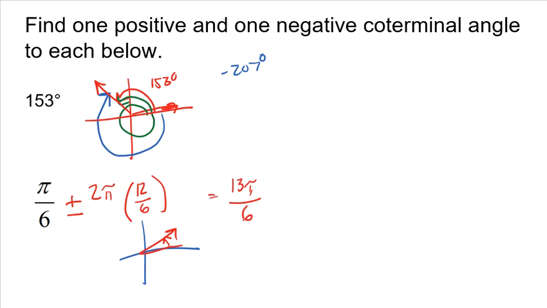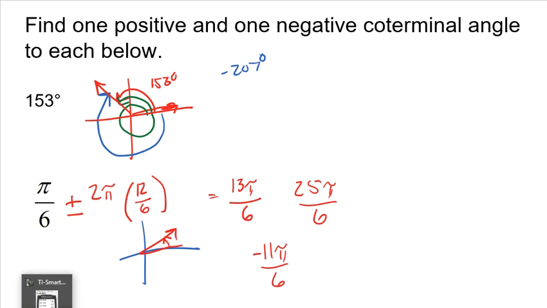So 13 pi over 6 is a coterminal angle. Or I could add 12 pi over 6 again, and I'd get 25 pi over 6. Again, you could keep adding and adding and getting more and more coterminal angles because all you're doing is going around and around the circle. Or I could subtract: pi over 6 minus 12 pi over 6 would be negative 11 pi over 6. That would be a negative coterminal angle.